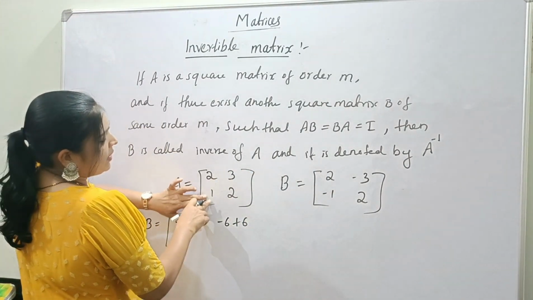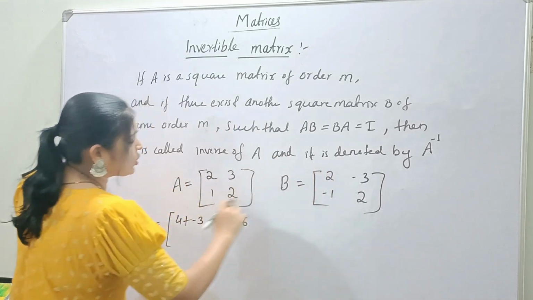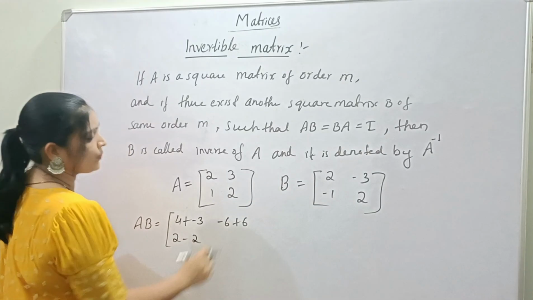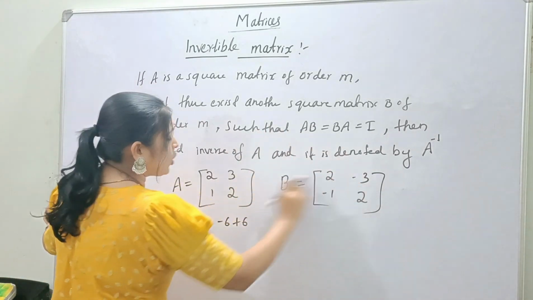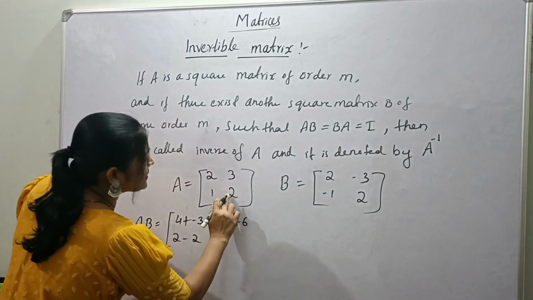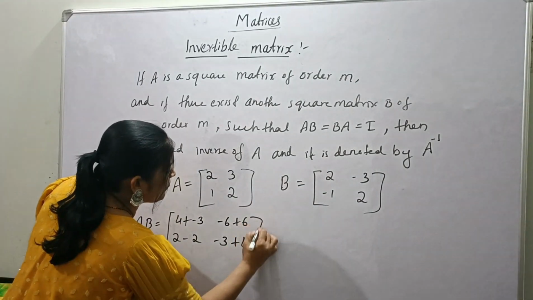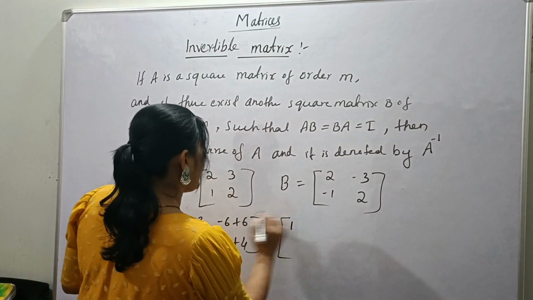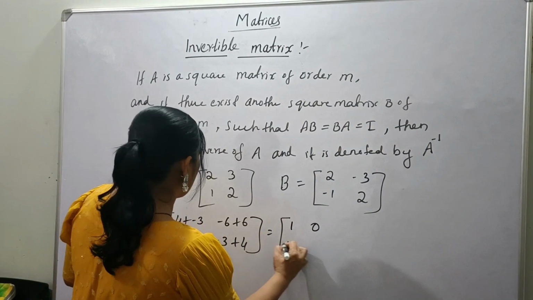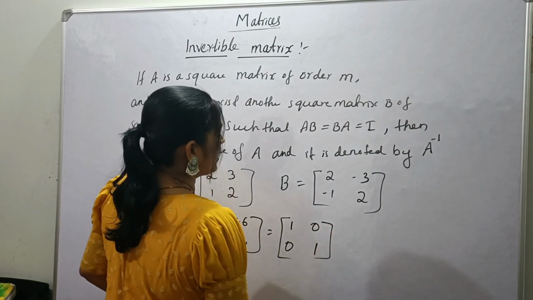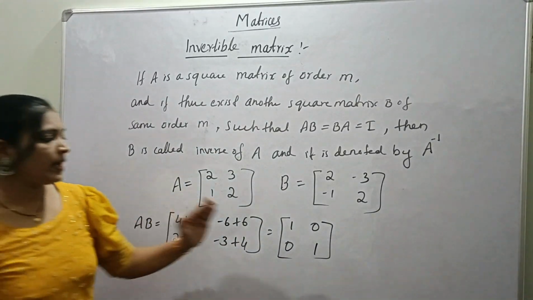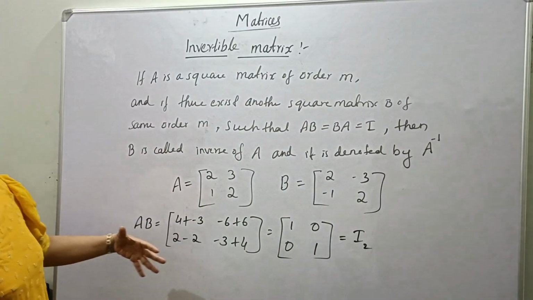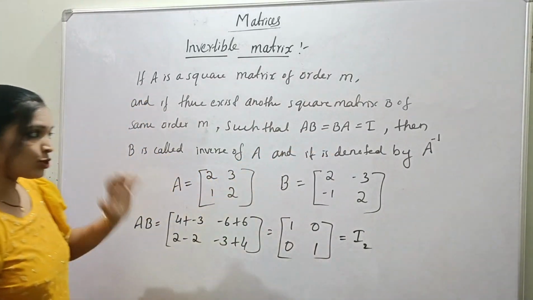Here, second row multiply with the first column, 1 into 2, 2, minus 2, 2 into minus 1, minus 2. Second row multiply with the second column, 1 into minus 3, minus 3, 2 into 2, plus 4. That is equal to 4 minus 3, 1, 0, 0, 1. Okay, we have got AB is equal to I. It's an identity matrix of order 2, right? Okay, next we will find BA. It should be I.